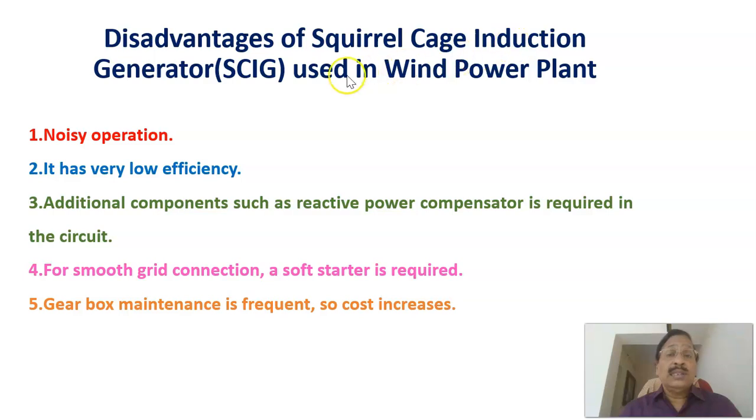Disadvantages of the squirrel cage induction generator used in a wind power plant: noisy operation and very low efficiency. Additional components such as a reactive power compensator are required in the circuit. For smooth grid connection, a soft starter is required. Gearbox maintenance is frequent, so cost increases. So these are some disadvantages of the squirrel cage induction generator used in a wind power plant.